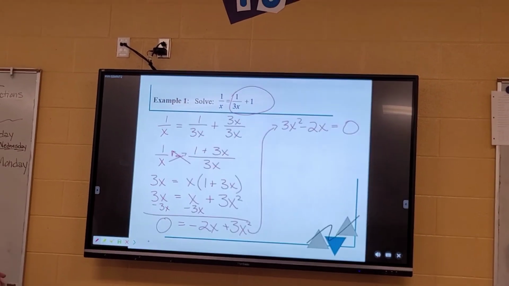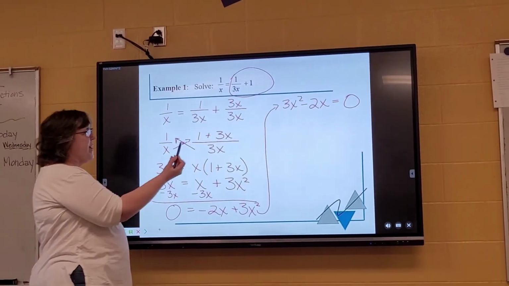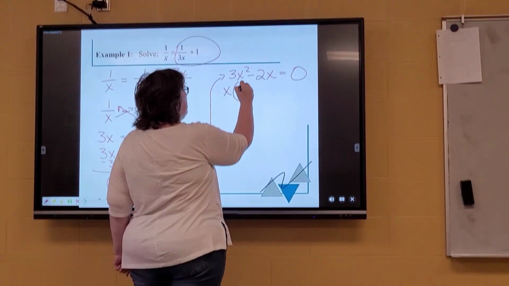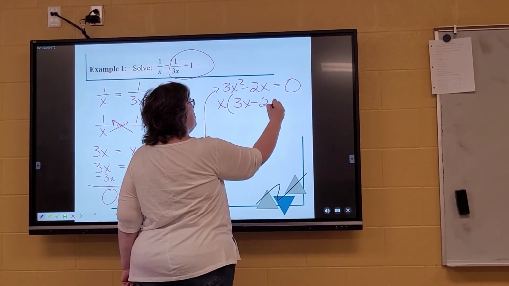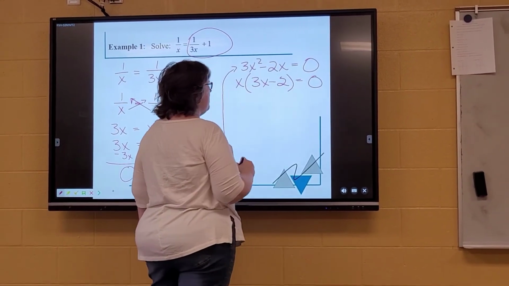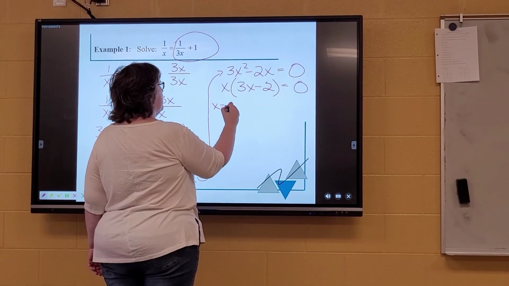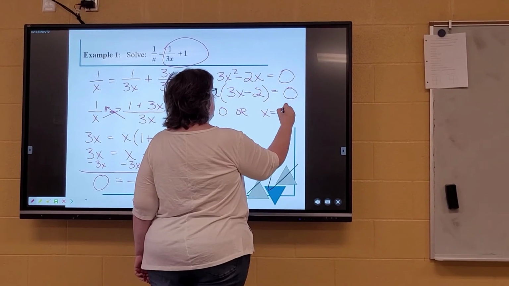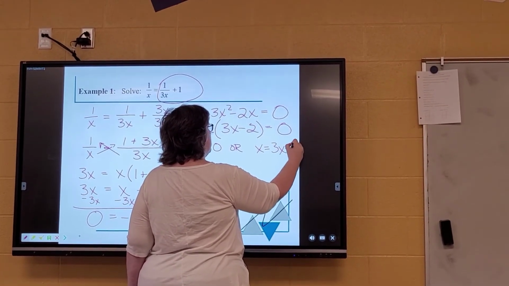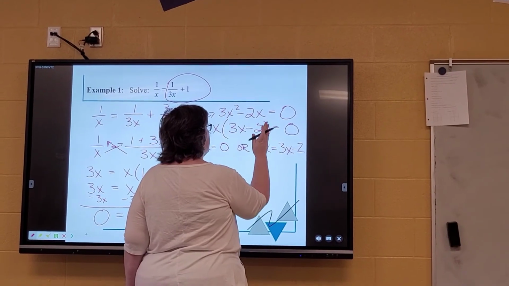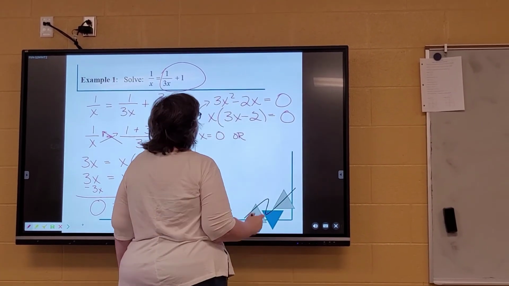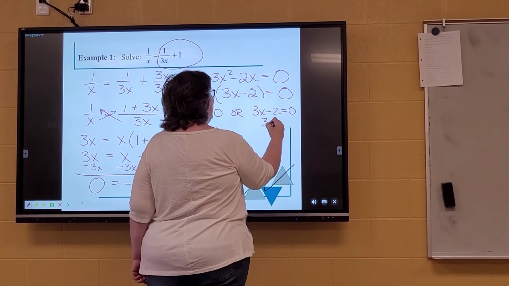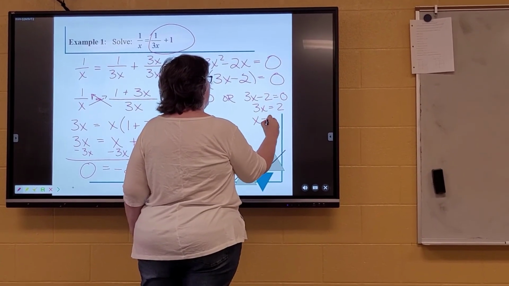Okay, so I've got a polynomial set equal to 0. We're going to factor this polynomial. I can pull an x out, and I'm left with 3x minus 2 equal to 0. I set all of the factors equal to 0. So x is equal to 0, or 3x minus 2 is equal to 0, so 3x is equal to 2, x is equal to 2/3.